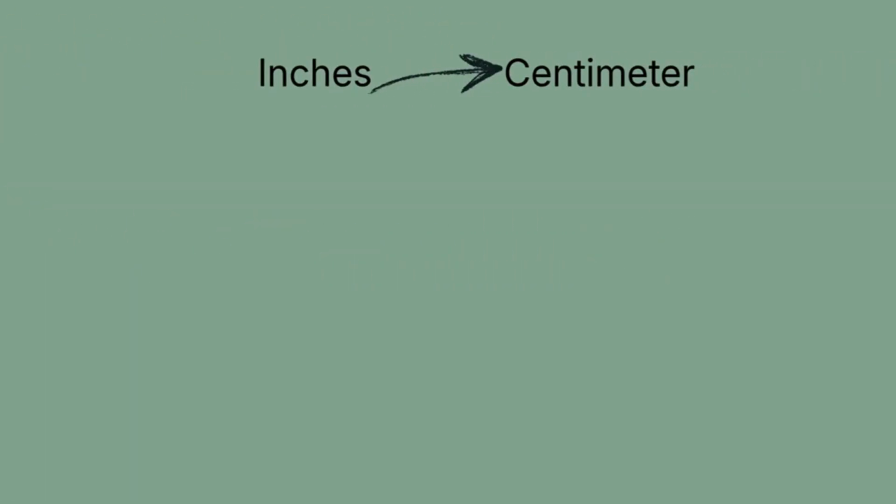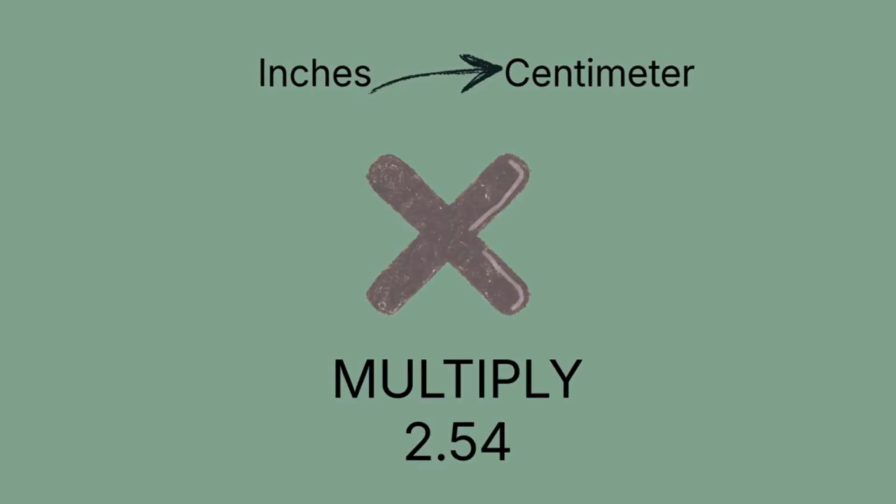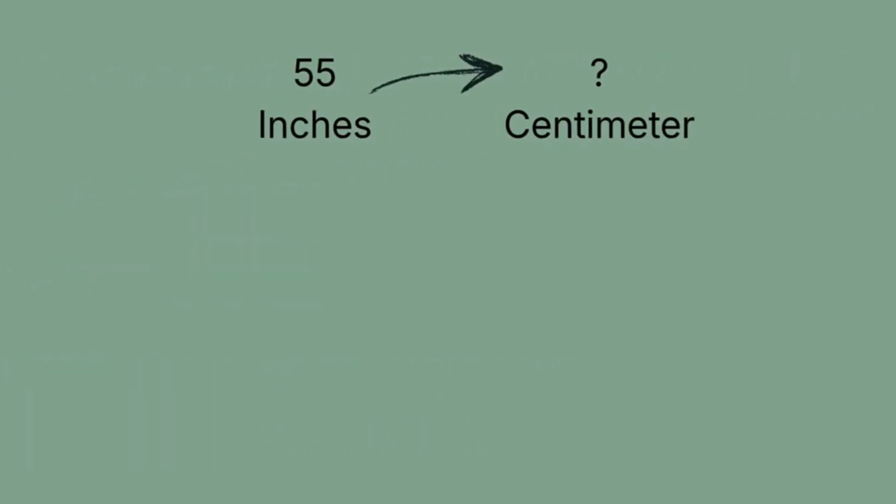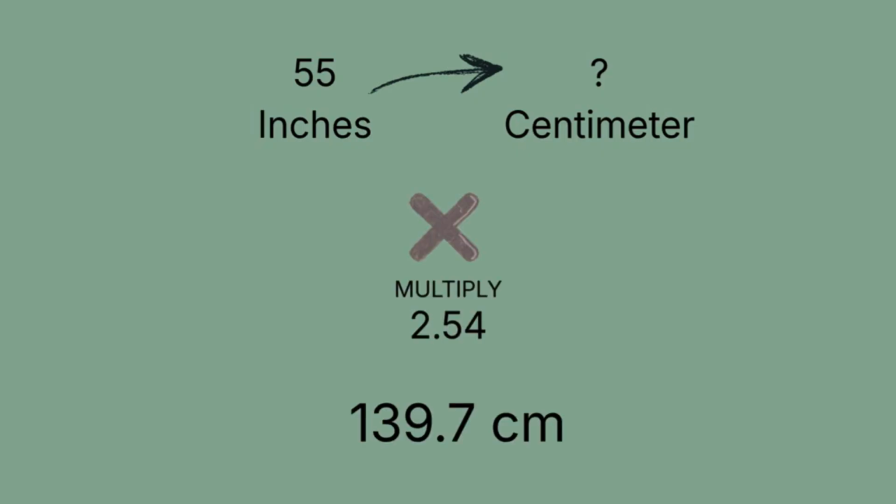When converting from inches to centimeters, we multiply by 2.54. Let's say someone is 55 inches tall. What would that be in centimeters? You're right. If you multiply 55 by 2.54, you get 139.7 centimeters.